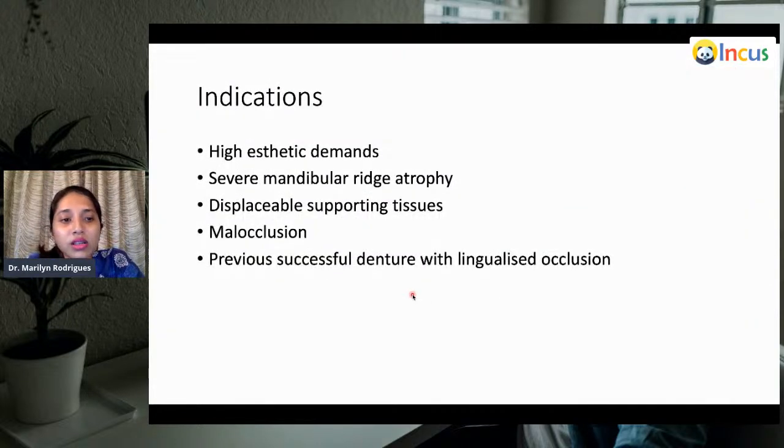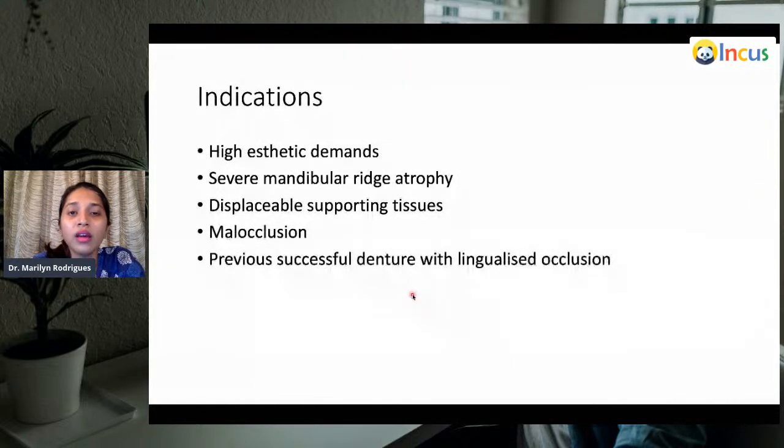Now, the indication of lingualized occlusion is when there is a high aesthetic demand. Suppose a patient with neuromuscular disorders who is indicated for monoplane but wants aesthetic teeth. So what you do is give him lingualized occlusion. Okay, because in this occlusion, there is the best of both worlds. You have a little bit of aesthetics and you have a good masticatory or chewing efficiency as well.